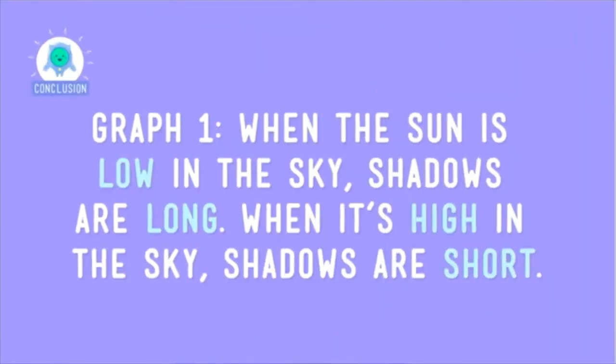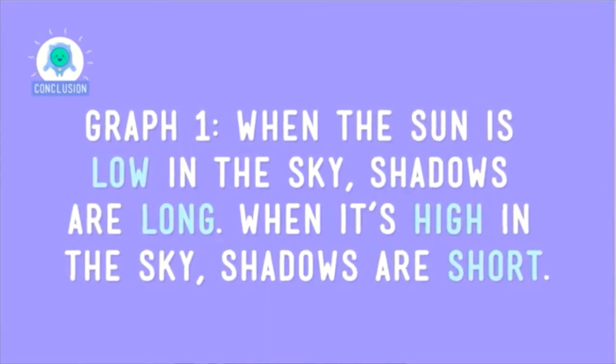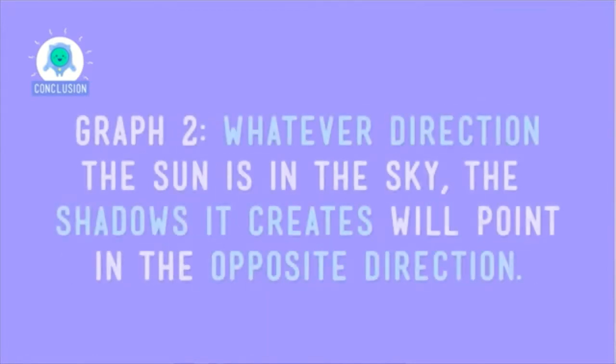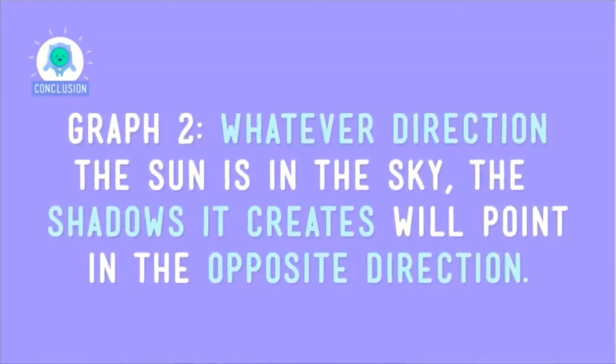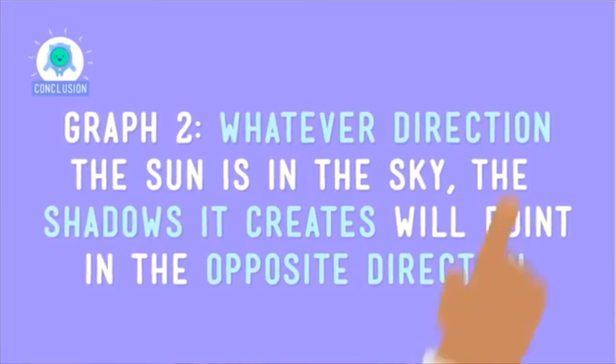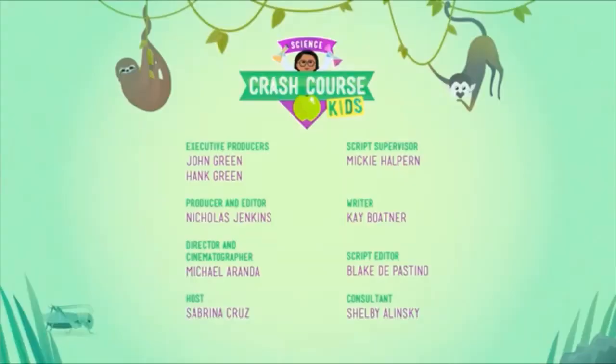So graph number 1 shows us that when the sun is low in the sky, shadows are long. When it's high in the sky, shadows are short. Graph number 2 shows us that whatever direction the sun is in the sky, the shadows it creates will point in the opposite direction. So now you know what a shadow is, and that it changes in both length and direction during the day, depending on where the sun is in the sky. Basically, the sun is your shadow's boss. Yes, sun, no sun, whatever you say, son.